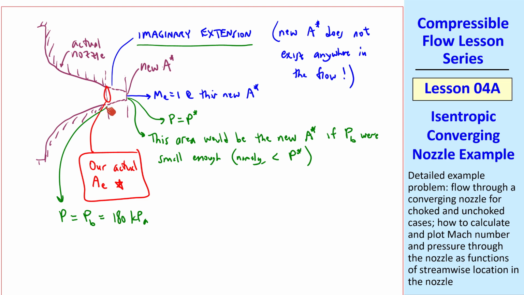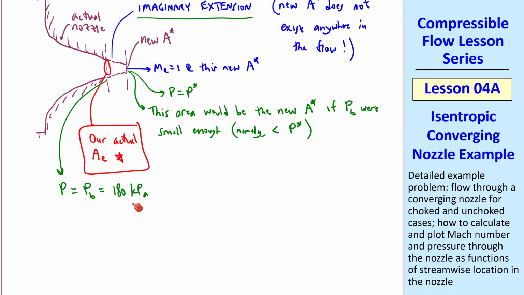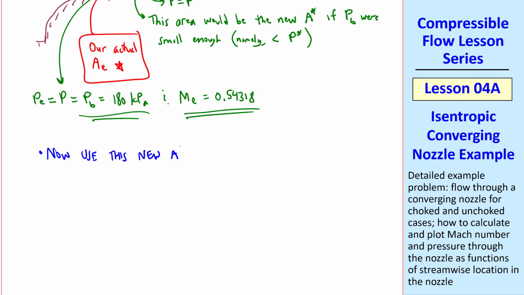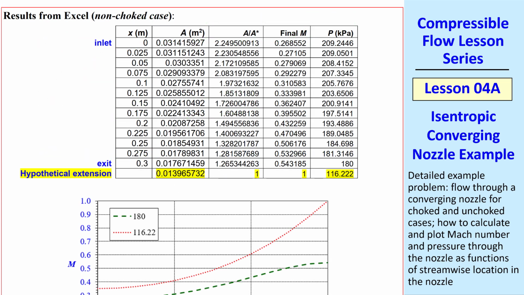Since our nozzle is cut off here, we know the pressure there at our actual exit plane, so we can call this PE, and the Mach number at the actual exit plane was calculated previously, so now we have everything we need since we have our new A star. So now we use this new A star to repeat our calculations. Again, I used Excel, and all I had to do was copy and paste my previous cells, but use a different A star. Here are my results for the non-choked or unchoked case.